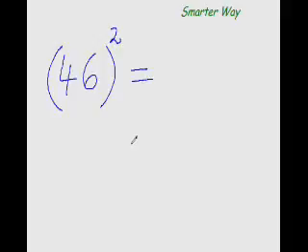Let's take one more example of a number less than 50. Now as you can see that 46 is 4 less than 50. So immediately subtract that 4 from 25. Alright, so 25 minus 4 is 21 and square of 4 is 16. So 16, that's your answer.